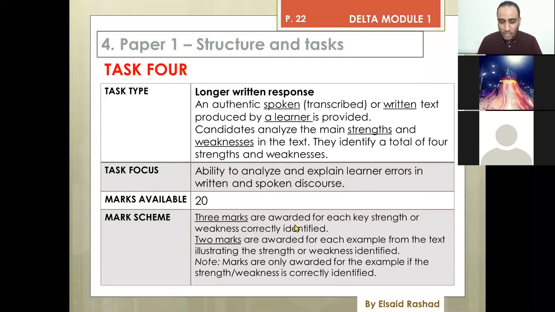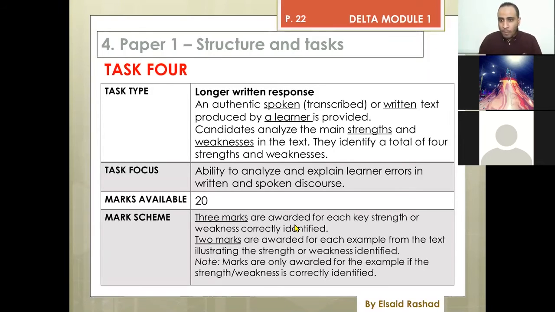So I see some people here teach IELTS. So if you teach IELTS, paper 1, task 4 is going to be so easy for you, okay? Because they give you a spoken transcribed text or a written text, and you need to focus and analyze the learner's problems. You need to provide some strengths and weaknesses. How many? All in all, 4. So you can provide 3 strengths and 1 weakness, or 3 weaknesses and 1 strength.